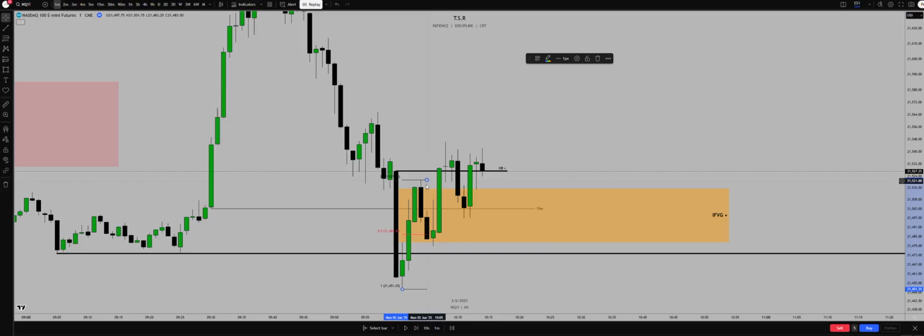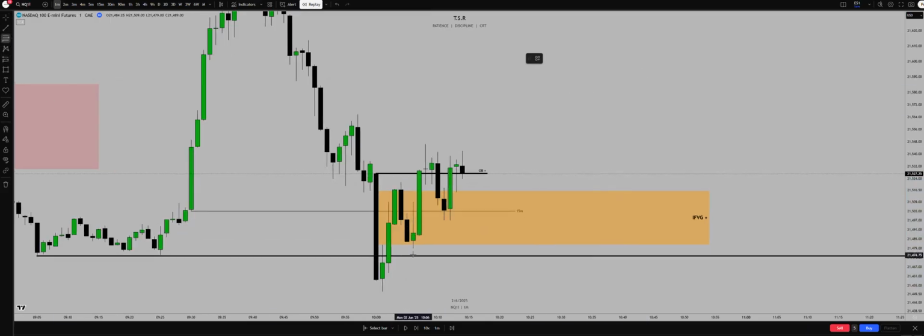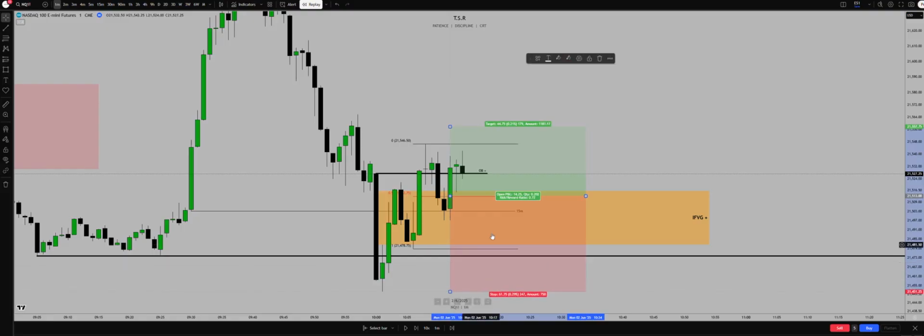Premium discount, you can see, discount respected. What does that mean? The next range, discount should be respected. That would mean your entry would be there. And you'll see that discount was respected. Pushing this down to there.